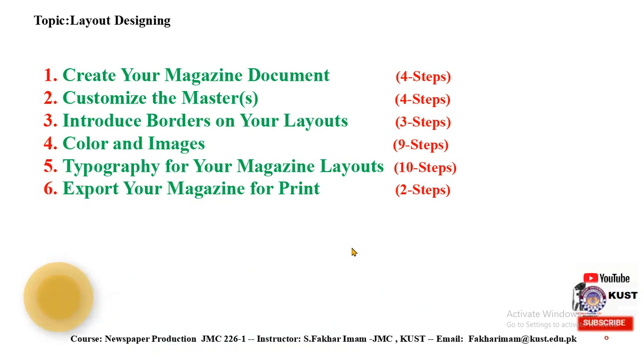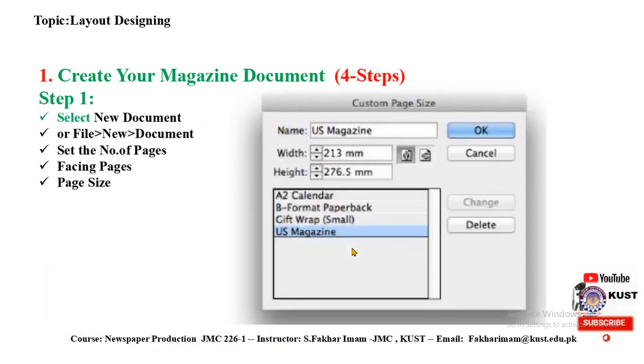So let's start. Number one, create your document. We have 4 steps here. Step 1, open InDesign and select new document from welcome window, or click on file, click on new and then click on document. In new document window, keep intended as print, set the number of pages and keep facing page checked. From the page size drop down menu, select custom, to open custom page size window.